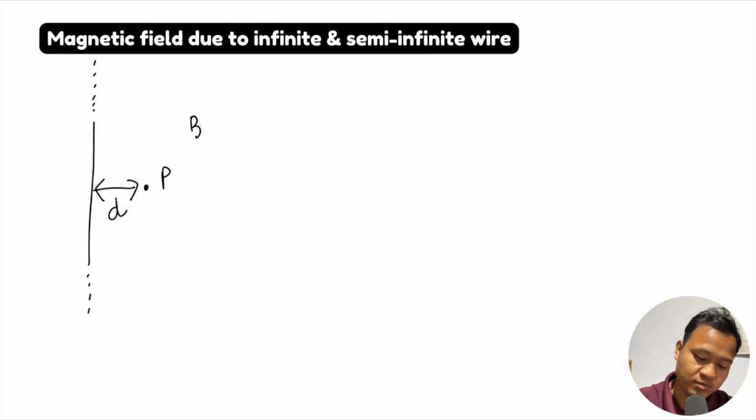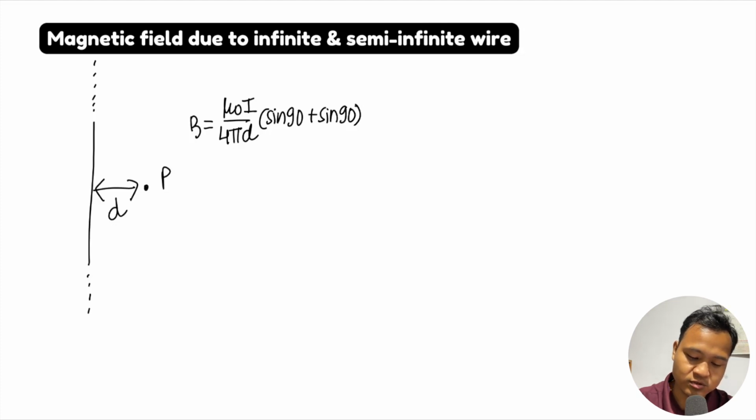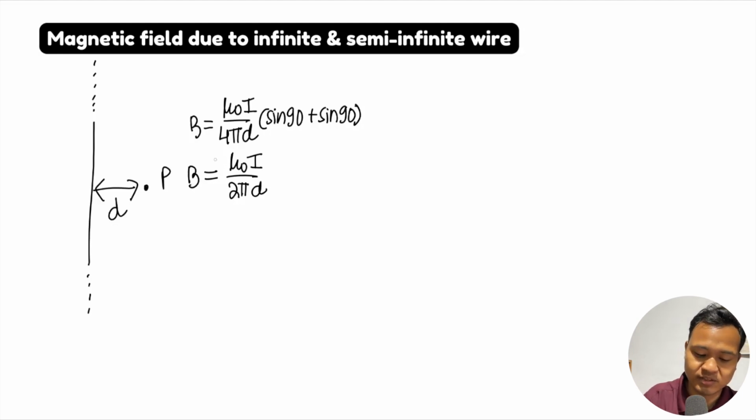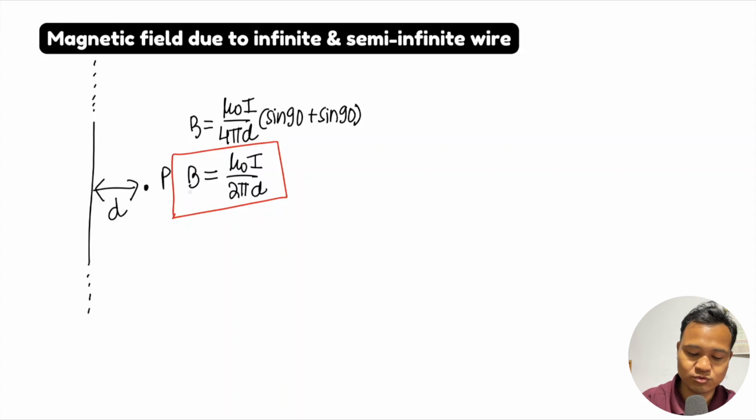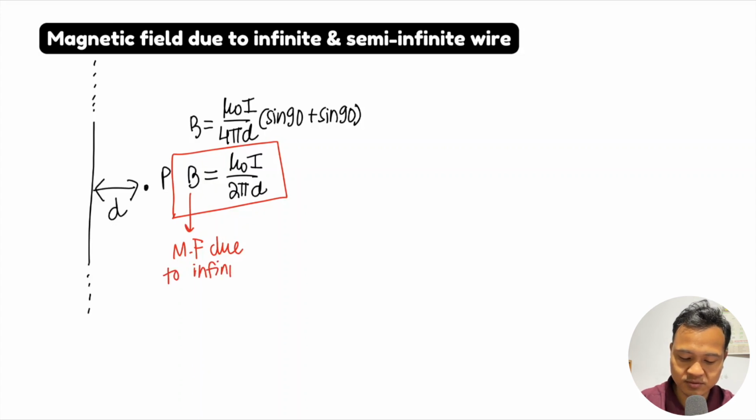So here B will be mu naught into I divided by 4 pi d, into sine 90 plus sine 90. So sine 90 is 1, sine 90 is 1, you will get 2. So that means mu naught I by 2 pi d. So you have to remember, the magnetic field due to an infinite wire is mu naught I by 2 pi d.